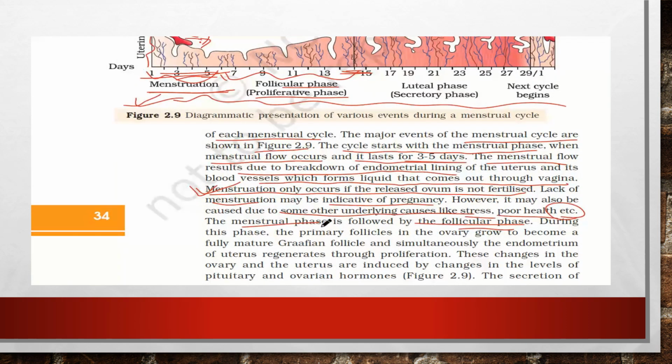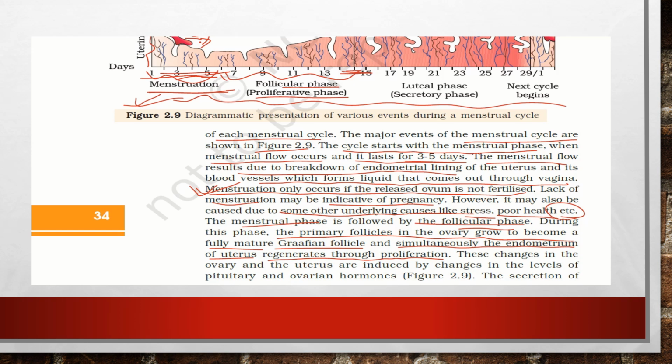During this follicular phase, the primary follicles in the ovary grow to become a fully mature Graafian follicle, and simultaneously the endometrium of the uterus regenerates through proliferation. Regenerating means it already degenerated during the menstrual phase. It went out through the vagina in the form of menses. Now again its regeneration should happen. So regeneration happens in this proliferative phase, when the Graafian follicle is getting matured.